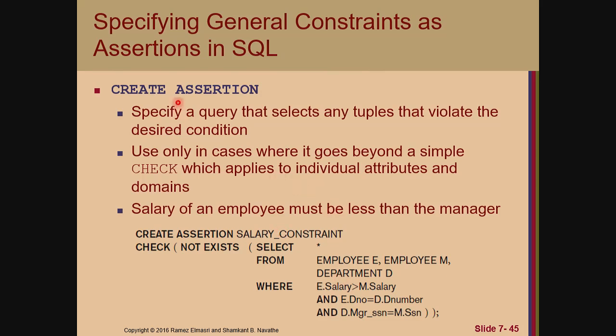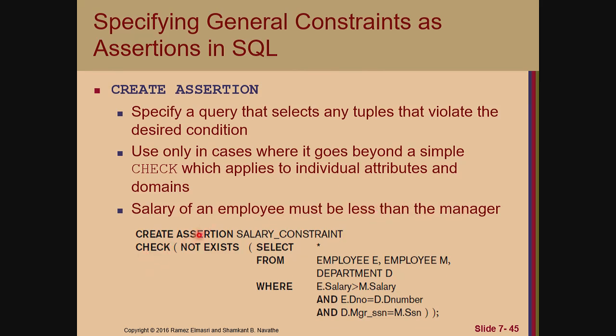And okay, for example here, create assertion specifies a query that selects any tuples that violate the desired condition. Use it only where it goes beyond a simple check. So you have to use check in the assertion, which applies to individual attributes and domains. For example, the salary of an employee must be less than the manager's. Why? Some make sense, but this one is like a condition for the company: the salary of an employee must be less than the manager's.